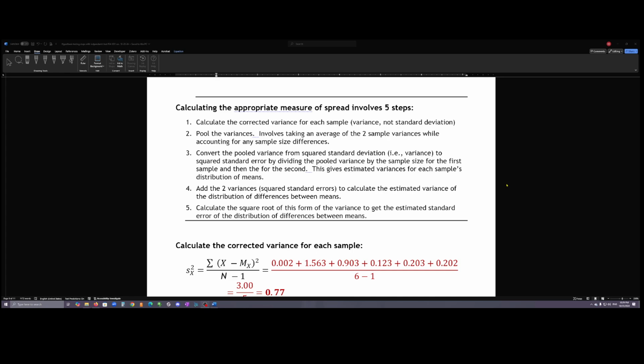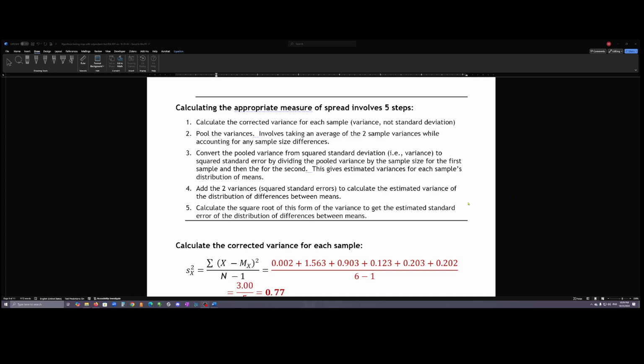which with this test ends up being a bit more involved because of the fact that we have two different samples with two different amounts of variability, and we need to figure out some way to come up with a compromise that we can use for this estimation for the population.